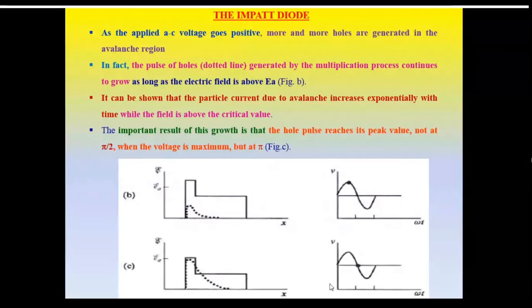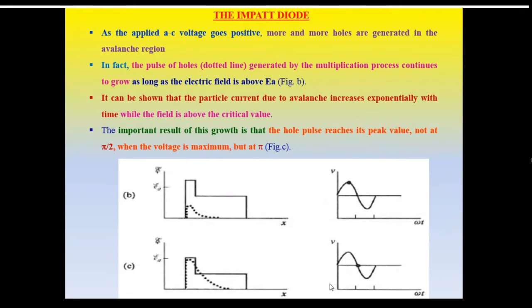Okay, that is the concept of avalanche breakdown. So we can say the current due to avalanche increases exponentially with time. Okay, so due to that, the whole pulse reaches its peak value.